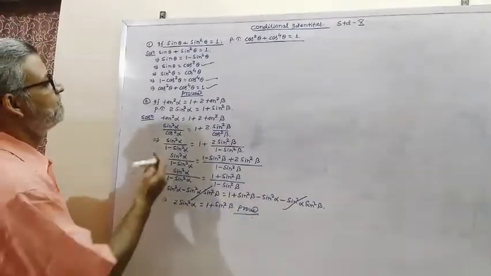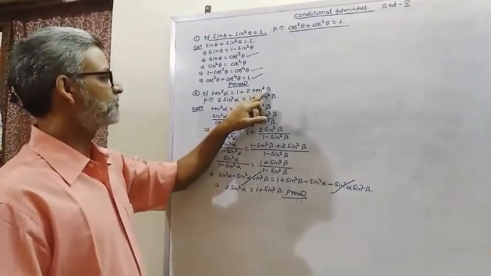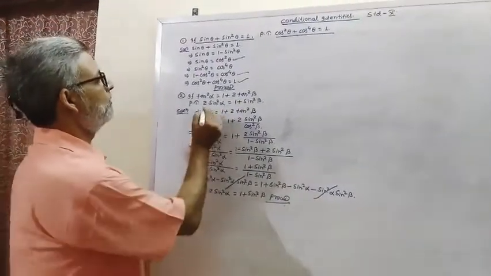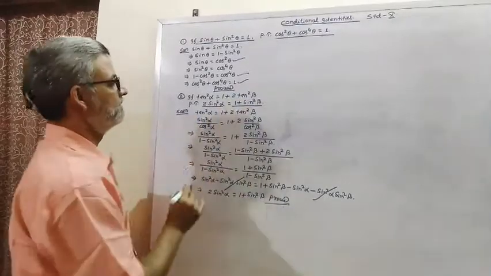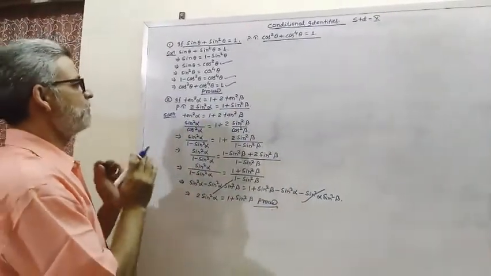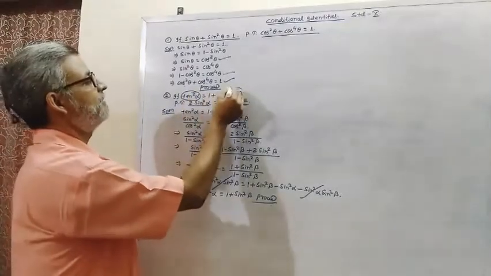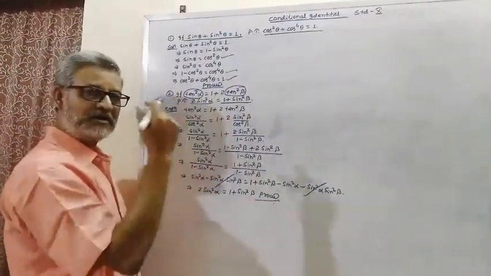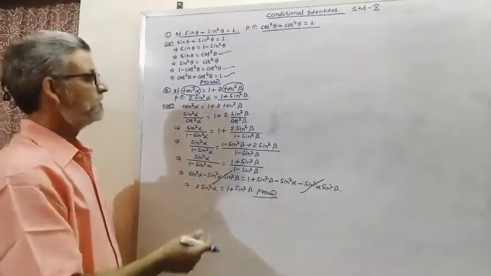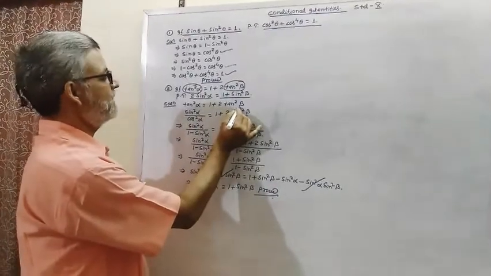Second question is, tan square alpha is equal to 1 plus 2 tan square beta. Then prove that 2 sin square alpha is equal to 1 plus sin square beta. Just a few seconds we will think here. Tan square alpha, and here it is given tan square beta. Tan is related with sin and cos.